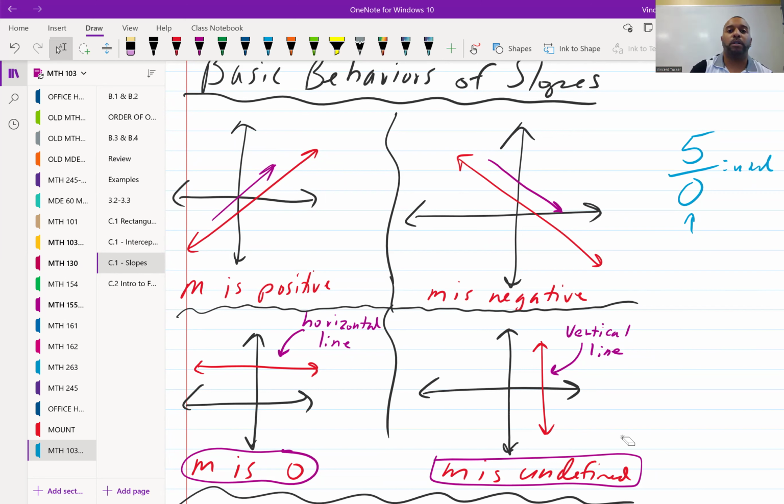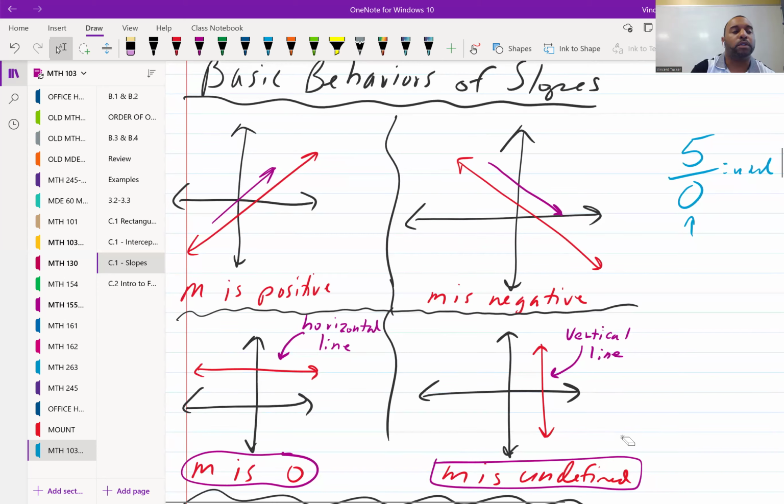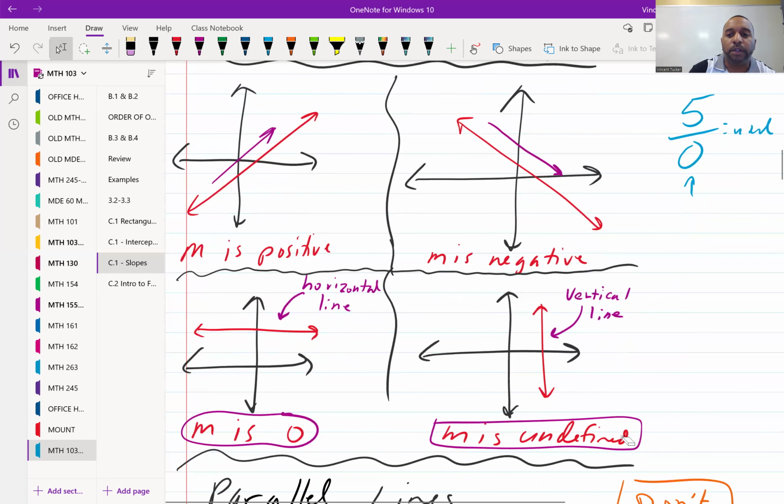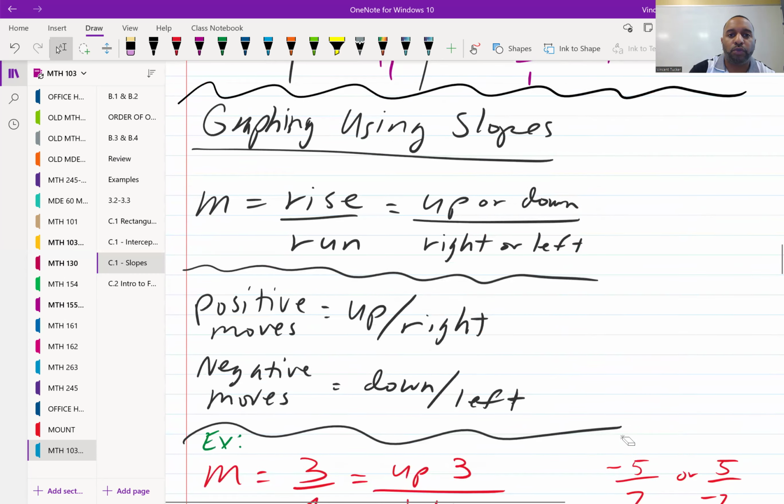All right, everybody good on this? Undefined. That means you ultimately get 0 in your denominator. So it's just a calculation thing, but they just call it undefined in mathematics. All right, can I scroll up? Very good. All right, don't copy this yet. All right, here we go.